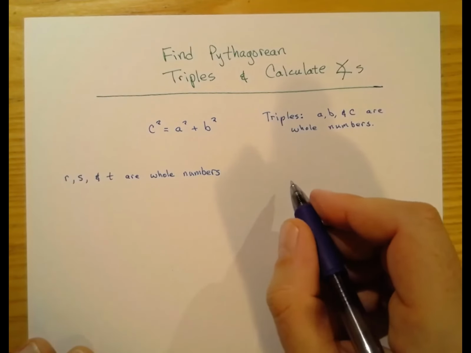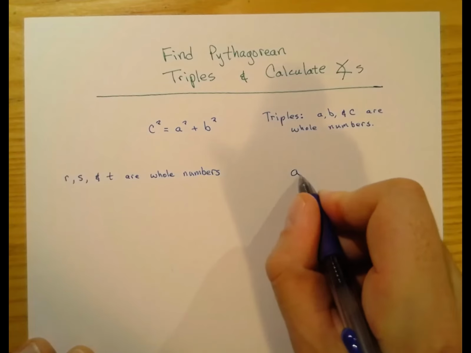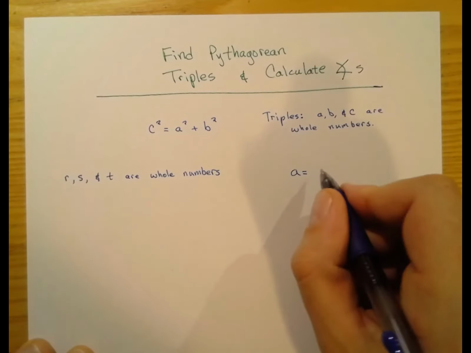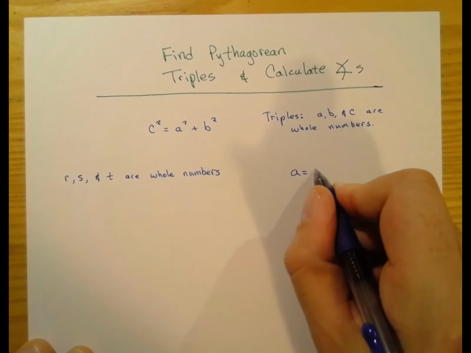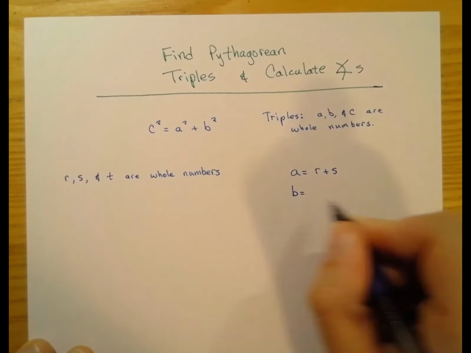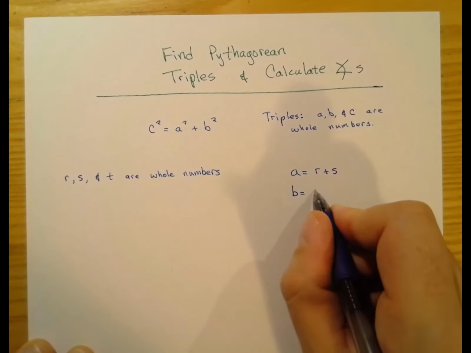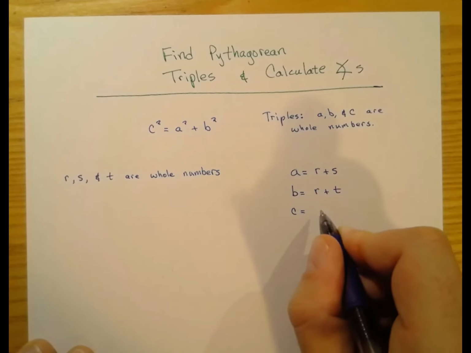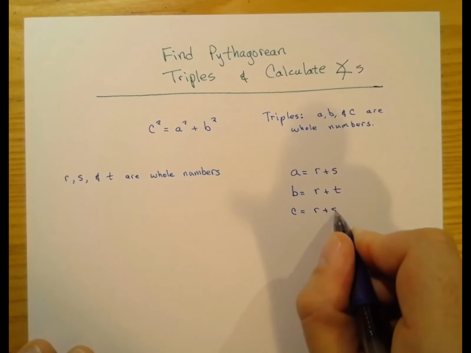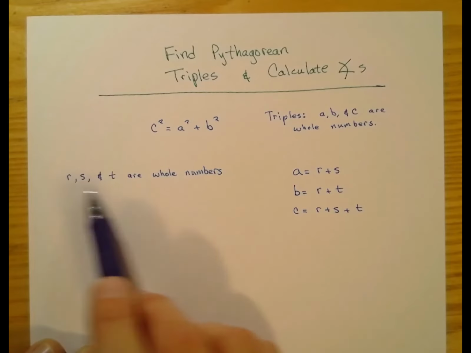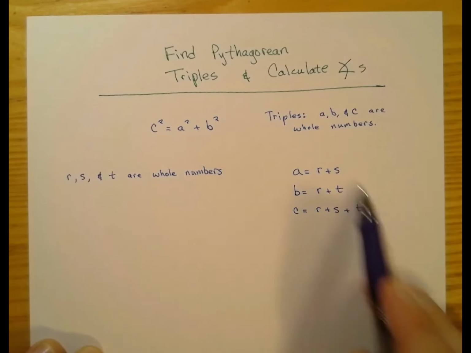All right, so my a, the shortest side of the right triangle, is going to be the expression r plus s. My b is going to be the expression r plus t. And my c, the hypotenuse, is going to be r plus s plus t. So basically, we're going to figure out a scenario that if we choose a couple small little numbers here, we can generate Pythagorean triples.